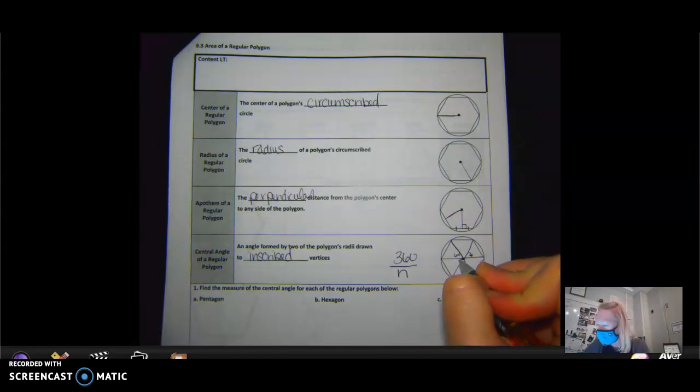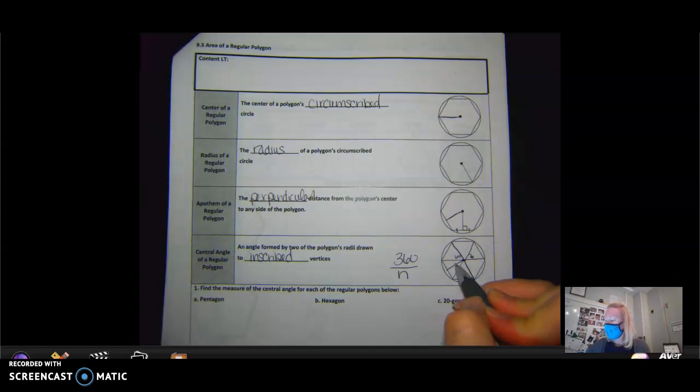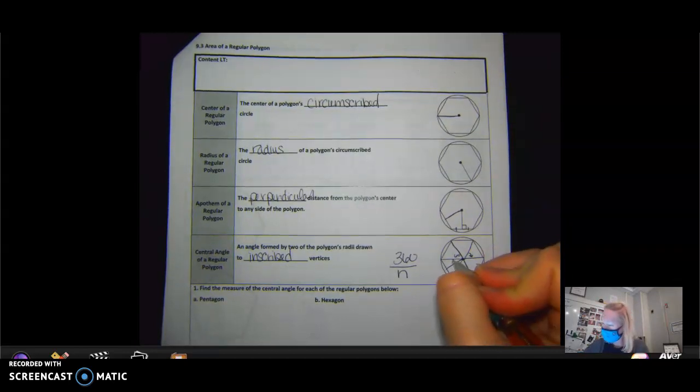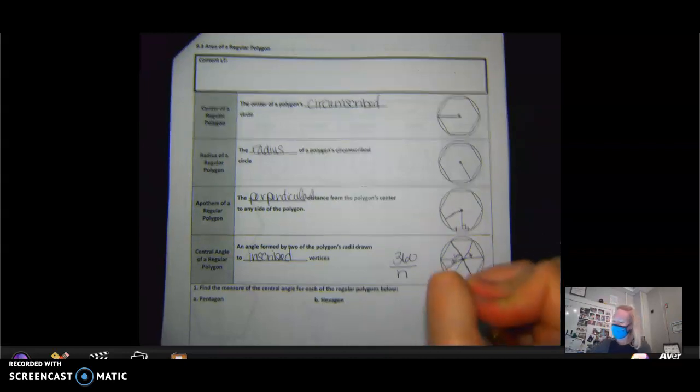Let's say I drew the apothem. How many degrees is now up there? 30. Oh, what kind of triangle? Because this is a right angle, right?